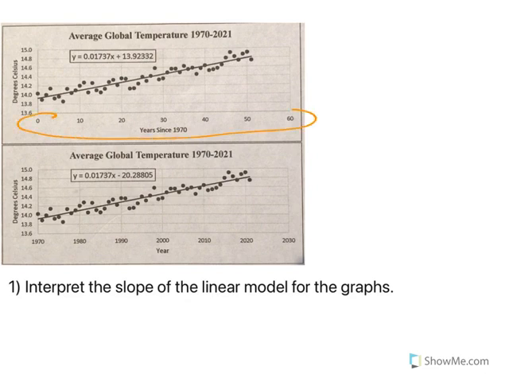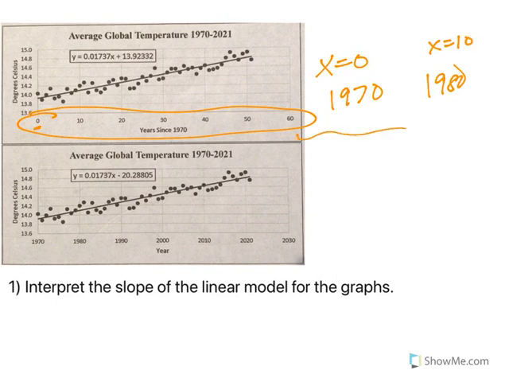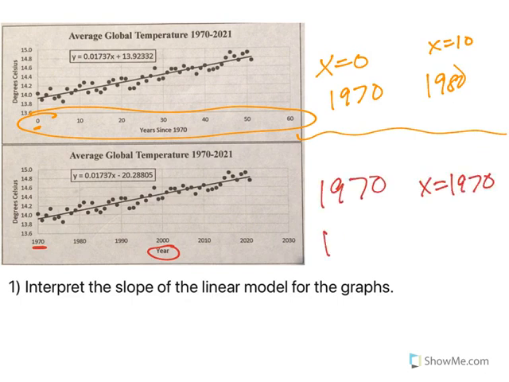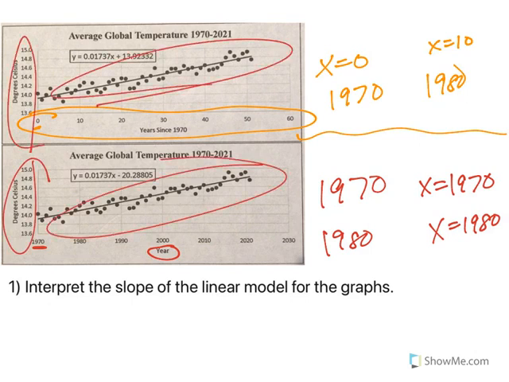It's the x-axis. In the top graph, it says years since 1970, and it starts at 0. That means x is 0 when the year is 1970. So in 1980, x would be 10. Okay, so that's the top one. In the bottom one, it's just year. So when we have 1970, that means x is 1970. If we were talking about 1980, then x would be 1980. Notice, y-axis is the same, graph looks the same.